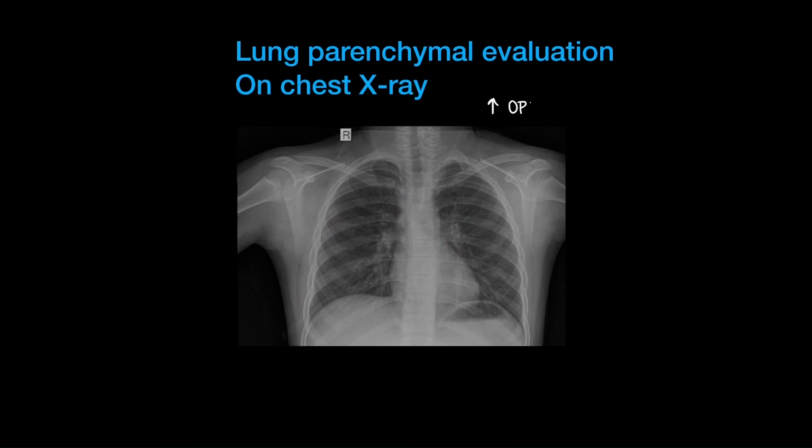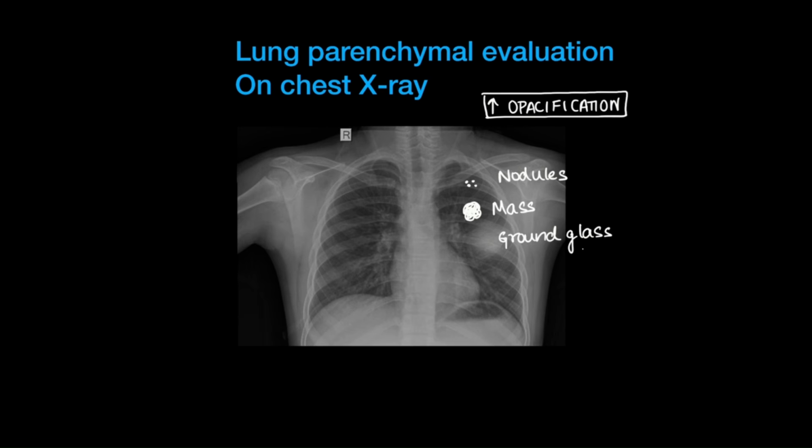Coming to lung parenchymal evaluation, B for breathing, we have to see the lung fields. So we have to see abnormalities causing increased opacification like nodules, masses, ground glass opacities or consolidations.